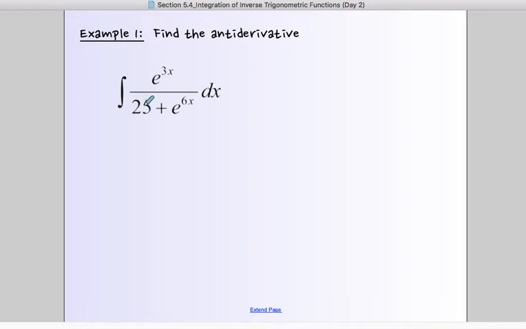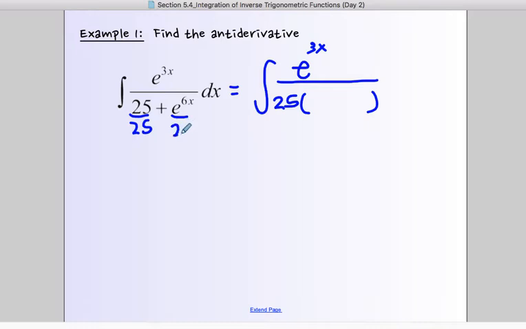So here is example 1. This is not a 1. So what we're going to do is factor out a 25 in our denominator. We're going to have the integral of e to the 3x on the top, and I'm going to factor out a 25, so 25 parenthesis. Now when I factor this out, I'm really dividing each one of these by 25. So I have 1 plus e to the 6x divided by 25 dx.